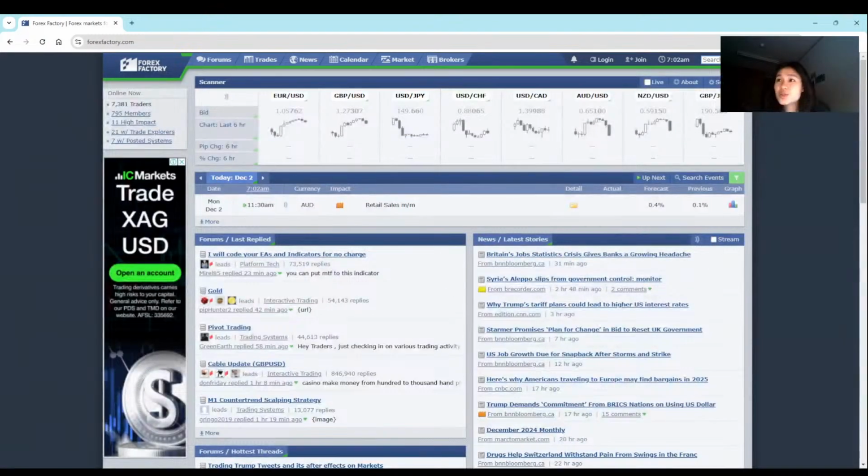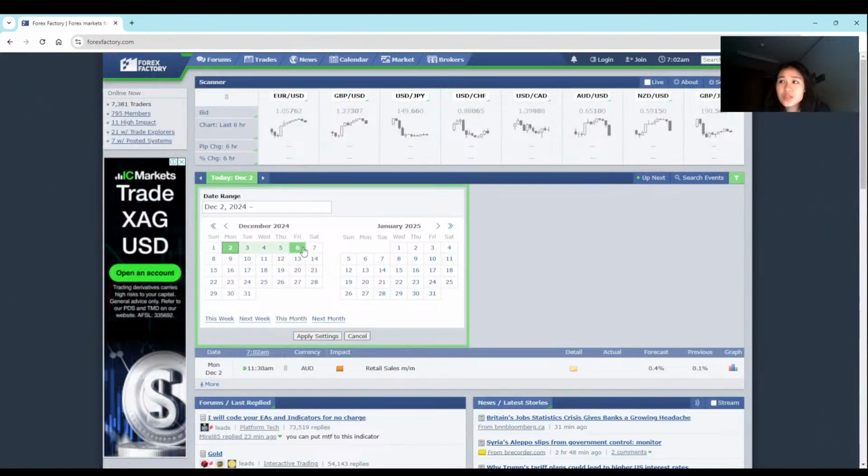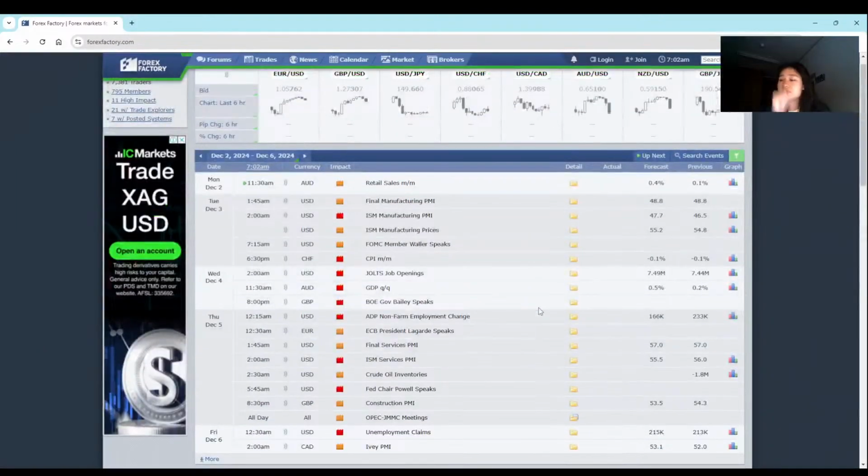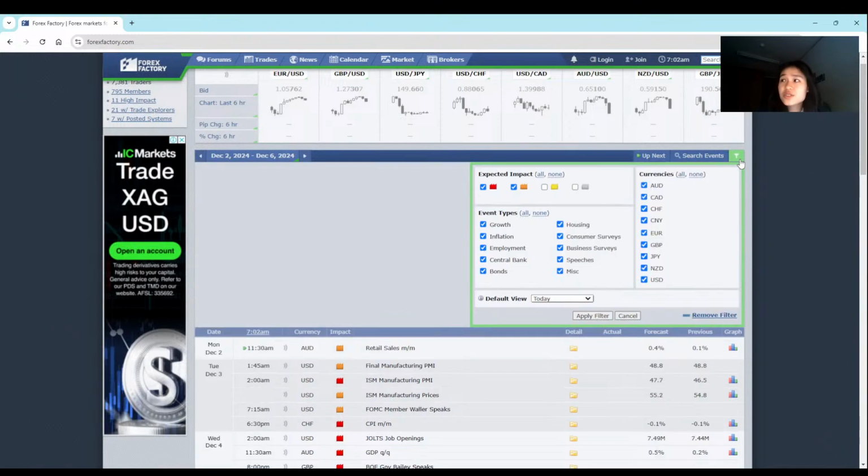So if I click on today's date, we can look at this week's events, 2nd to 6th, apply settings. I have it filtered to only focus on the orange and red icon events, and these basically represent the medium to high impact events. If I click on this green filter, we can look at the low impact as well, which is the yellow icon, and any non-economic events, which would be our bank holidays.